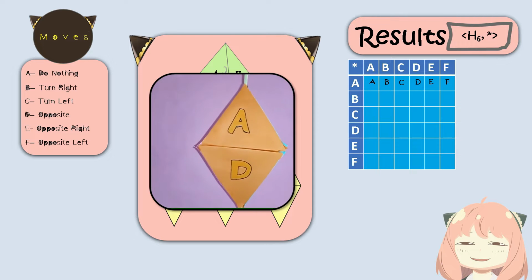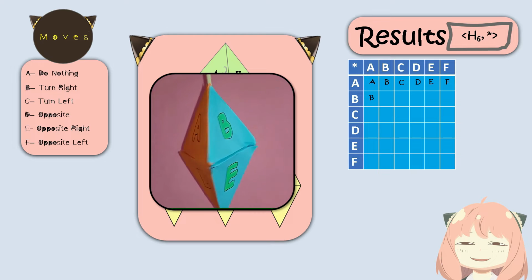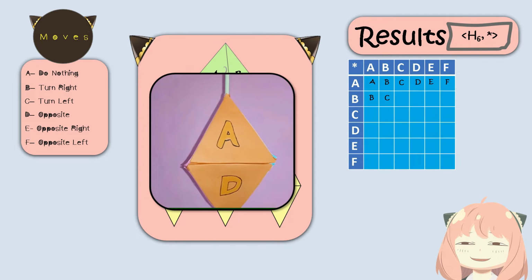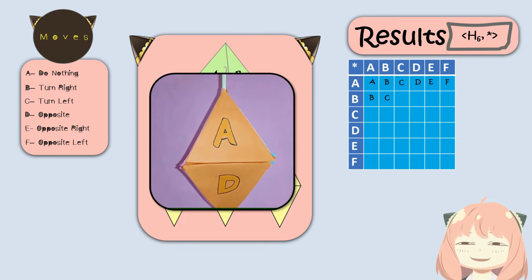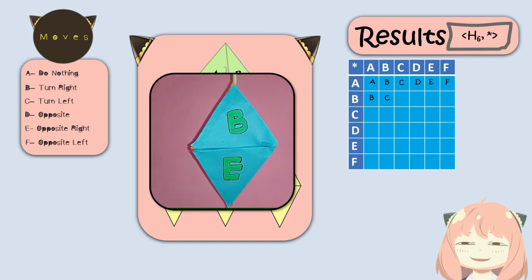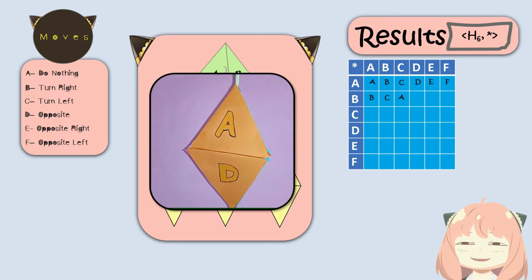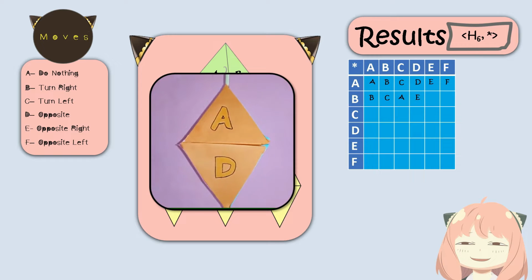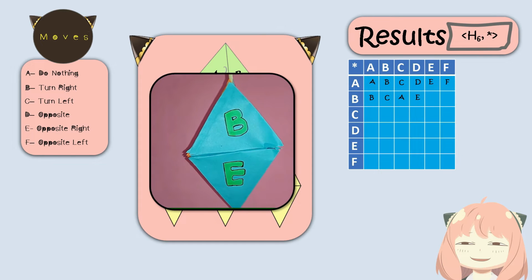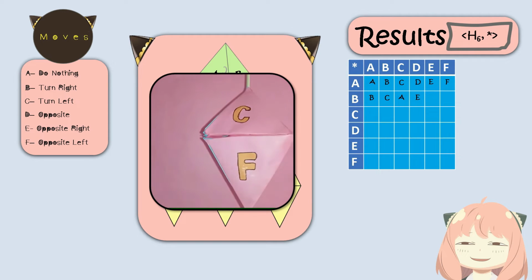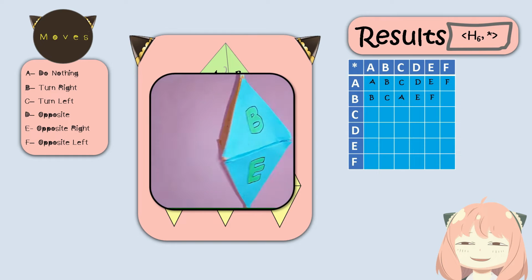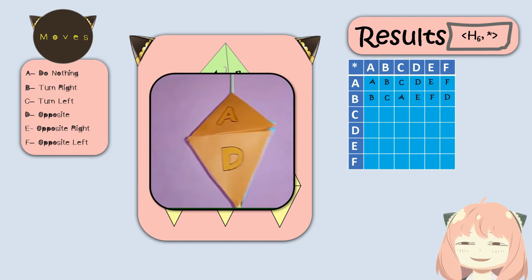Next is B star A, turn right and do nothing, B. B star B is turn right and then turn right, C. Next is B star C, turn right and turn left, A. Next is B star D, turn right and opposite, E. Next is B star E, turn right and opposite right, F. Next, B star F, turn right and opposite left, D.